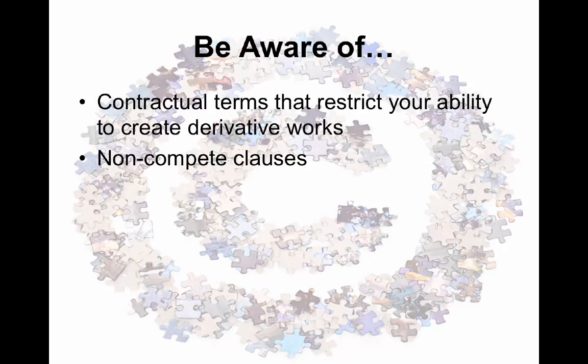There are certain things that you should be aware of when reviewing publishers' agreements. First, be aware of contractual terms that restrict your ability to create derivative works. These include things like translations or musical arrangements, motion pictures, or literary material based on your original work. Another thing to be aware of are broad, non-compete clauses in contracts with sweeping terms that can be used to restrict what else an author publishes and when.